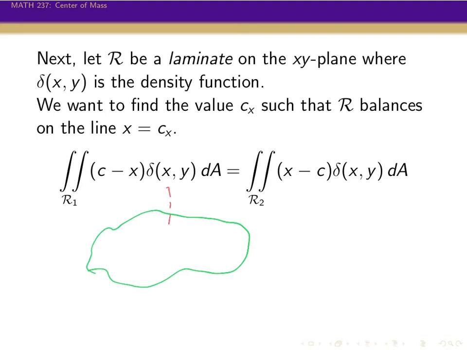So R, R looks different than it did before. And this looks like Cx. R1 is the region on the left. R2 is the part of the region on the right. Right? So I integrate over the left region, and that's going to give me the same value as I get on the right region, and that's representing that the two forces are balanced at that point.